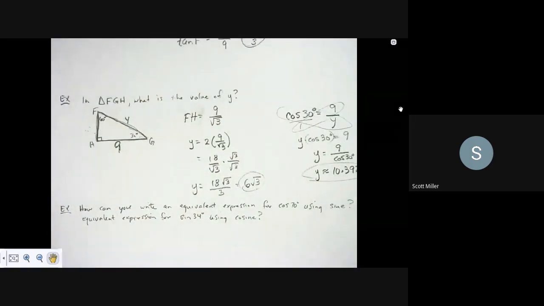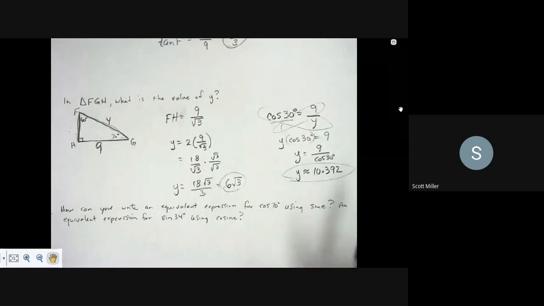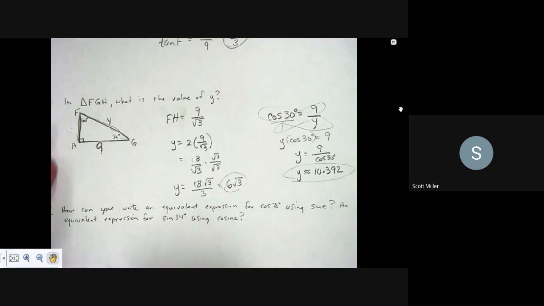So the second part of this question is kind of related to what we did over here, and it is, how can you write an equivalent expression for the cosine of 70 degrees using sine? And I also want to write an equivalent expression for the sine of 34 using only cosine. And so how can I do that? Well, let's come down here and let's draw the new triangles.